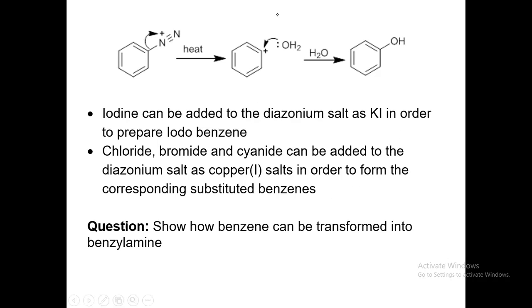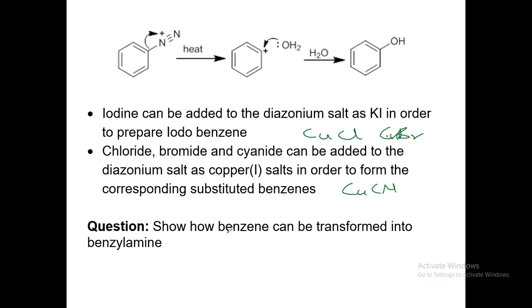So for chlorine, CuCl, copper(I) salt; bromine, CuBr, copper(I) salt. If you are talking about cyanide, CuCN, copper(I) salt. Now, when you add these to the diazonium salt, you can produce the corresponding chlorobenzene, bromobenzene, and then cyanobenzene. Very simple, right? Or nitro, cyano or nitro.